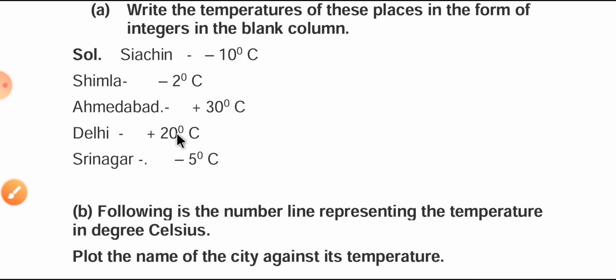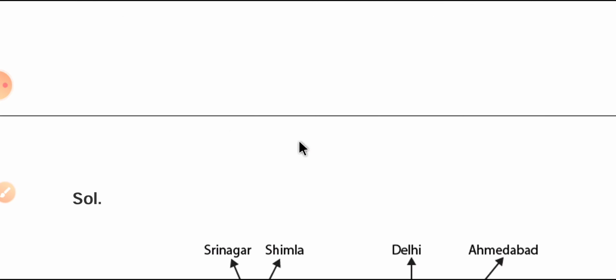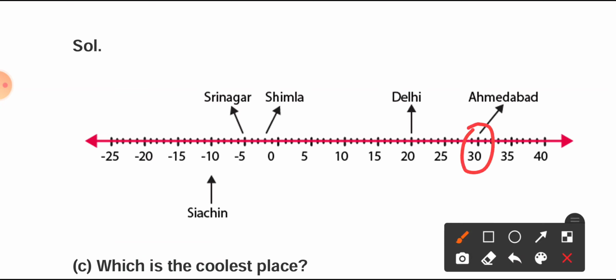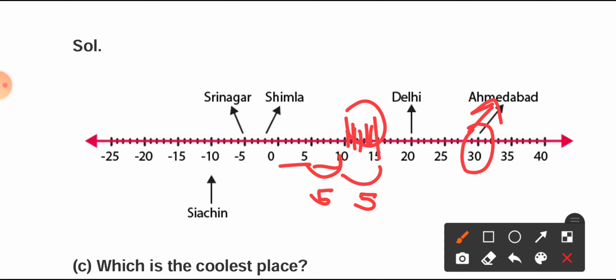Then the next one, Ahmedabad, plus 30. Plus 30 means it is on the right hand side, and where is 30 here? This one is 30. So this is Ahmedabad's temperature, and you can see the difference we have taken between each number. 5 to 10 means 5, 10 to 15 again 5. So here one mark represents one number: 10, 11, 12, 13, 14, 15. One line means one degree of temperature here.